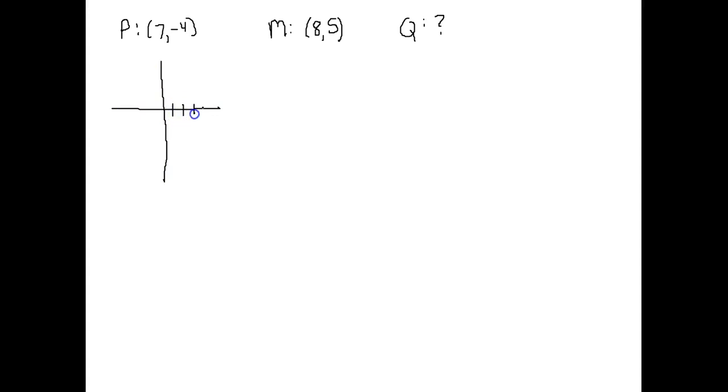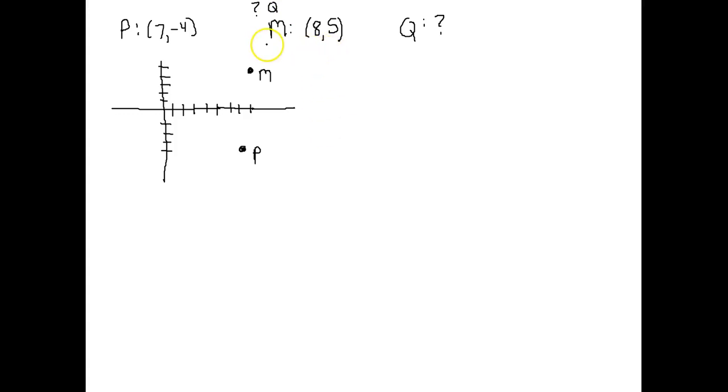So 1, 2, 3, 4, 5, 6, 7. 1, 2, 3, 4. (7, -4) is right here. That's P. M is (8, 5), just here. And so somewhere up here is Q. You have to figure out where it is.